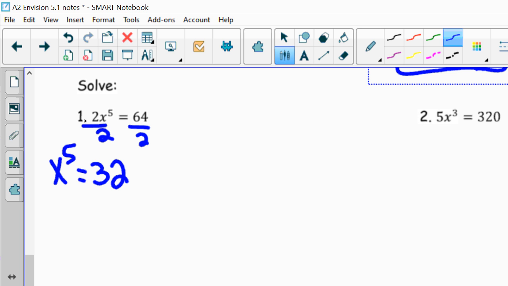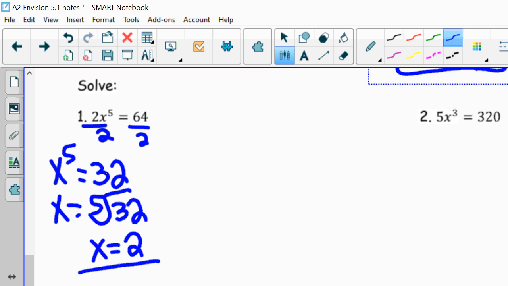Now I need to get rid of x to the fifth, so the opposite of raising something to the fifth power is taking the fifth root of it. So I'm going to get x equals the fifth root of 32. We already know how to solve that. And again, this is one we use a lot, so we hopefully have that memorized by now. X is equal to 2. You can always check my answers, right? If I plug that back in and did 2 to the fifth power, I'd get 32. 32 times 2, 64. So we know that we're right.